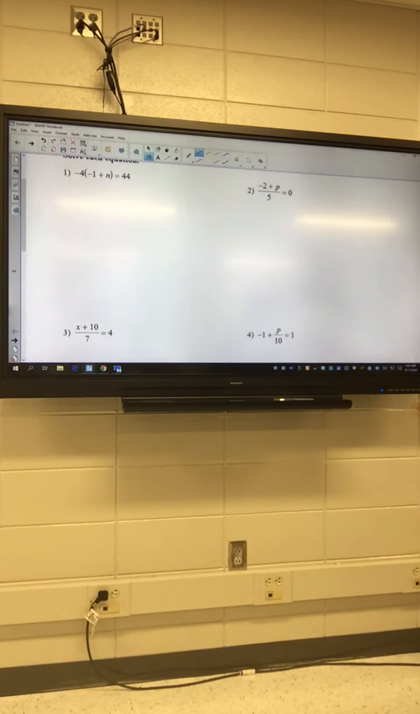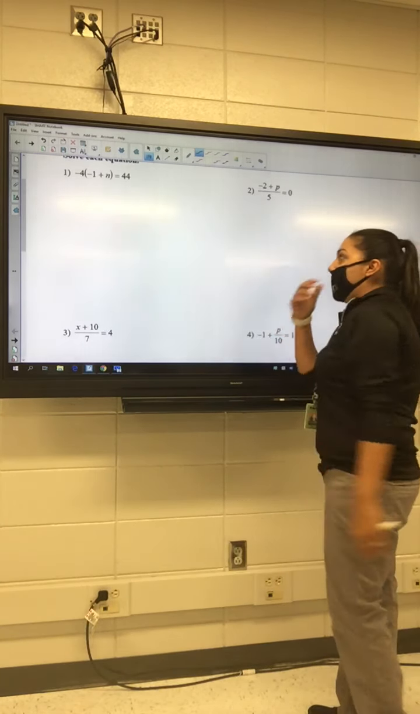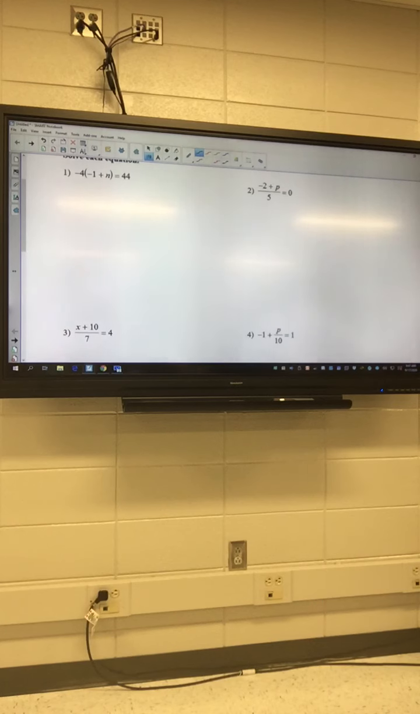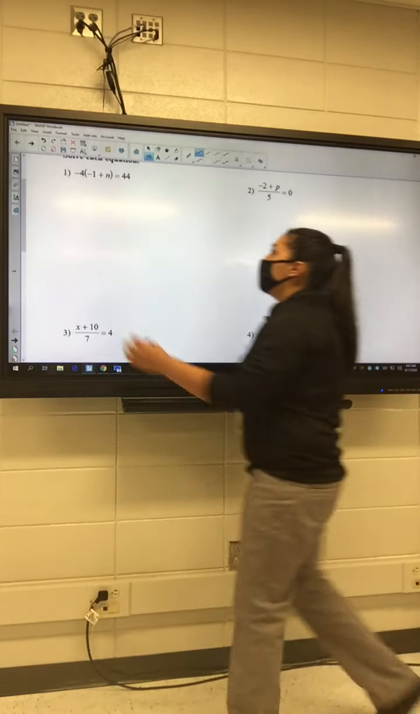So if we look at number one, what variable are we going to be solving for today? N, perfect. So if we look at this problem, what are we going to do first? The parentheses, or distribute.